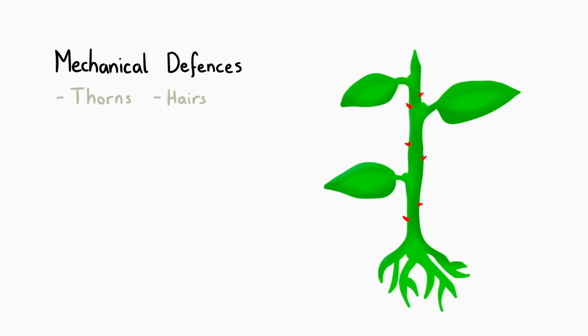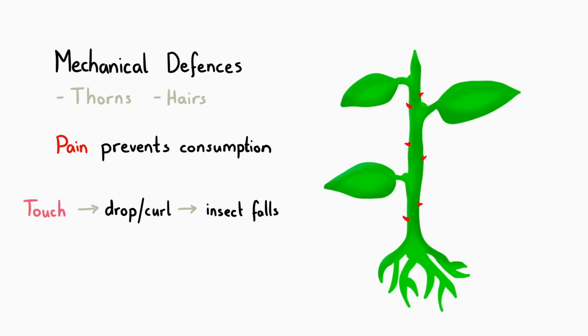In addition to physical and chemical defenses, plants have evolved mechanical adaptations to protect themselves. Some plants have adapted to grow thorns and hairs on their surfaces. These structures stop animals from touching and eating them by making the plant difficult or painful to consume. Other plants have evolved to drop their leaves or curl when touched. This response allows them to prevent being eaten by knocking insects off themselves or moving away from threats.